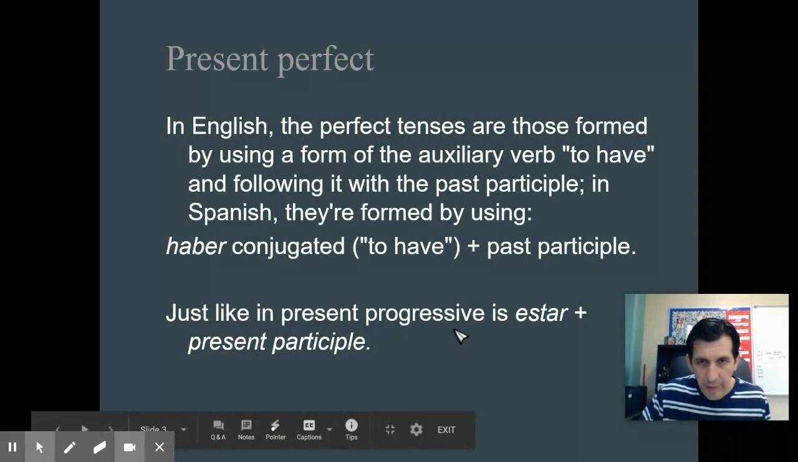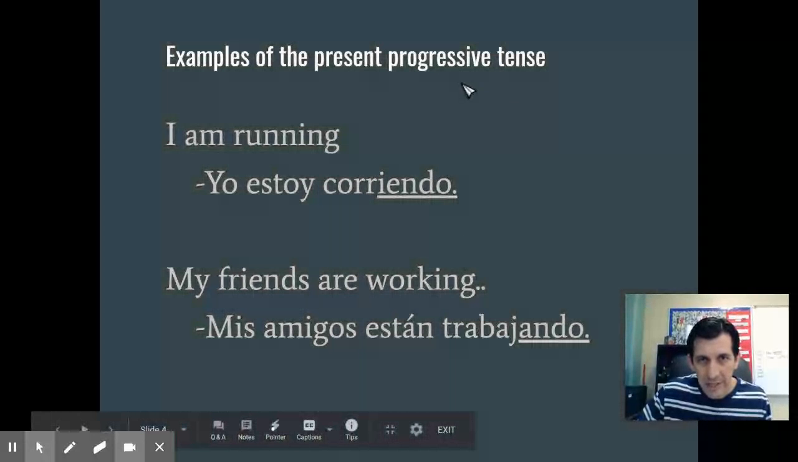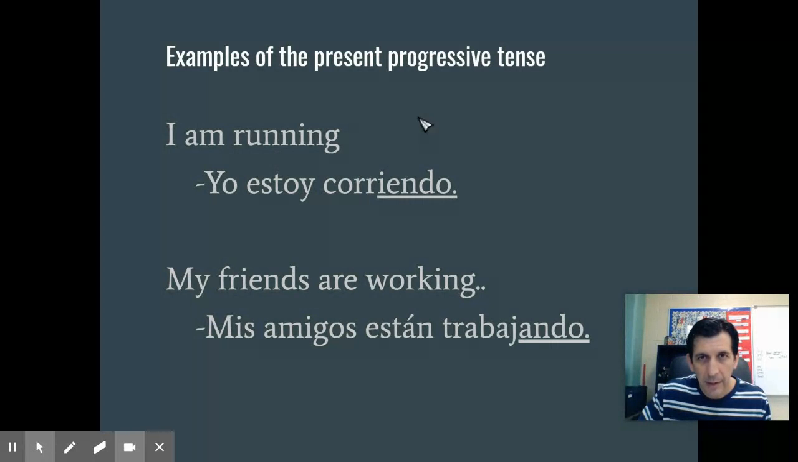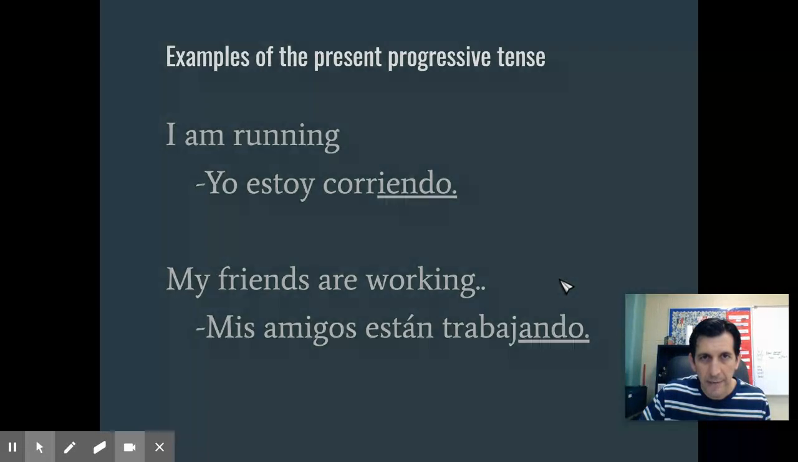Just like in the present progressive, we have estar plus the present participle instead of the past participle. So this is a good time to review that. In the present progressive tense, we also had a compound tense. We had the estar verb, and then we had our present participle. So to say I am running in English, in Spanish, we would say yo estoy corriendo. So we would take estar plus any verb, and then we add either ando for AR verbs or yendo for ER verbs. My friends are working. Mis amigos están trabajando. Hopefully you remember that.